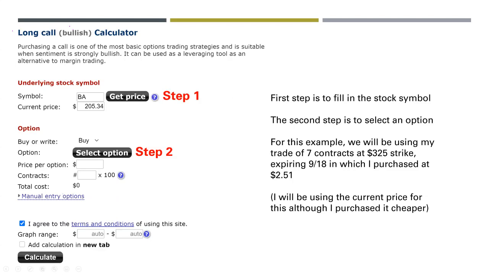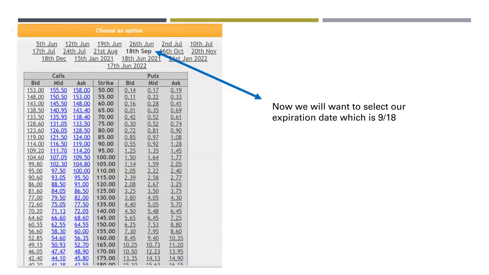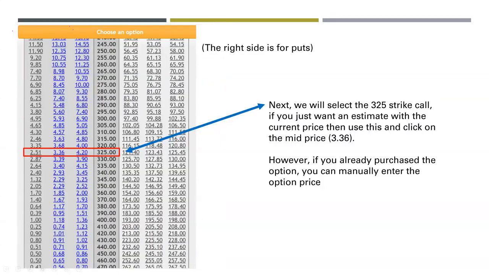For this example, we're going to be using my trade of 7 contracts at 325 strike, expiring September 18th, but I purchased them at 2.51. But I'm going to be using the current price of this, although I purchased them way cheaper. Okay. So the first thing you're going to do is select your expiration, right? So the 18th of September.